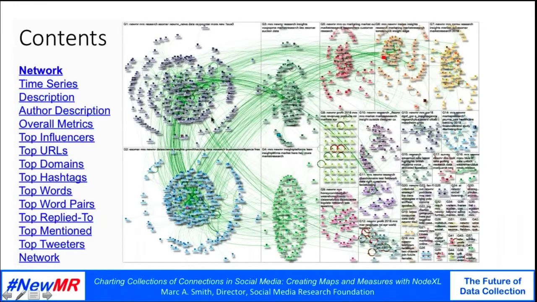So let's go back for a second. What we see are several clusters, each of which has a particular shape. It's kind of a wheel, a circle. It's a hub with a series of spokes around it. This is the shape of audience.